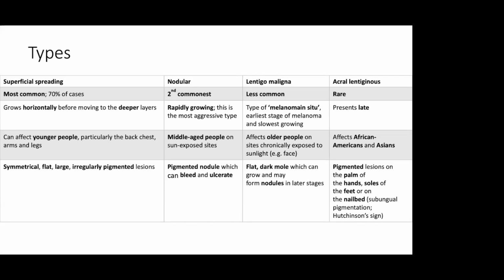In contrast to these first three, acral lentiginous is the fourth type, and this is the rarest of them all, and typically it presents much later. Now, the key thing to remember for this type of melanoma is that they typically affect the hands and the feet. So the hands and the feet is what you need to remember for this type of melanoma. Typically, they would also involve the nails or the nail bed, and that's a very common place for these cancers to present.